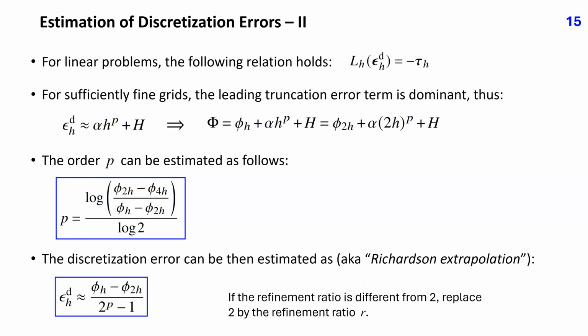For linear problems, the following relation holds. This means that a discretized equation for discretization errors looks the same as the discretized equation for the variable phi, only the right-hand side is different. Here, the negative of the truncation error.